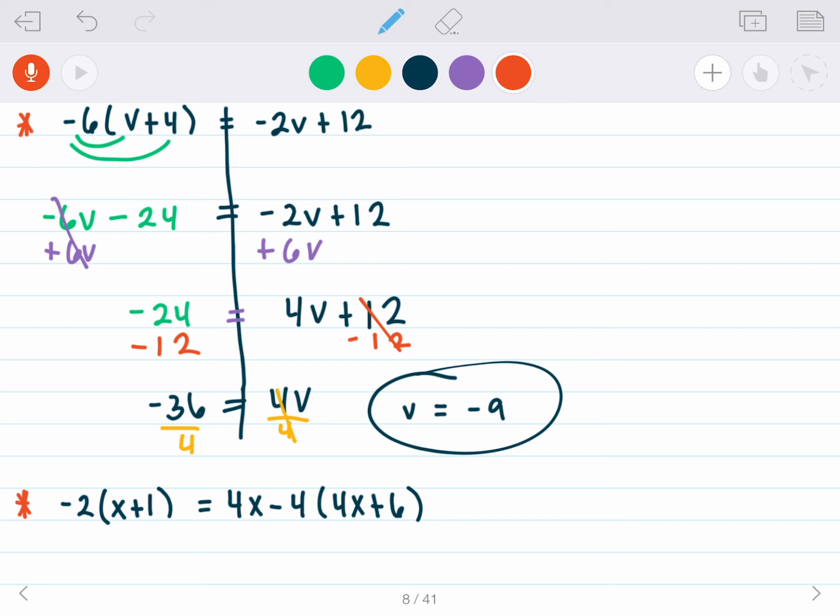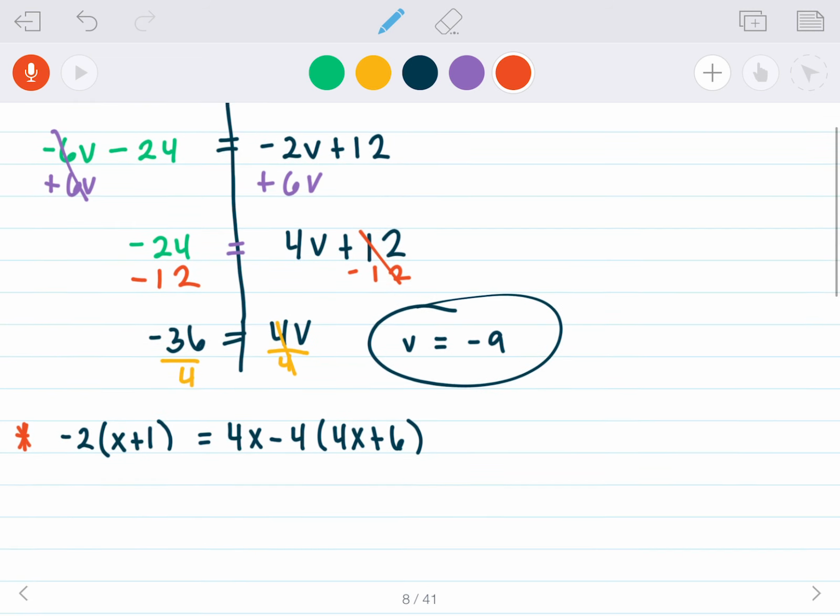And again, I encourage you to check with your original equation. Go ahead and plug in negative 9 in for V into this guy and see if you get a true equation. Okay, let's do this one down here.